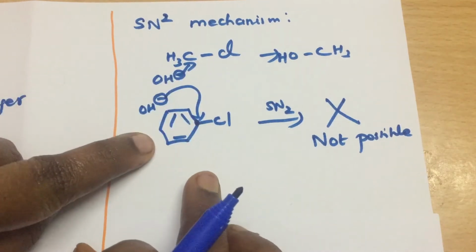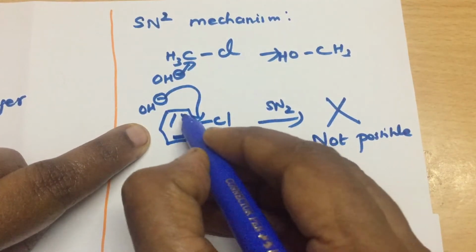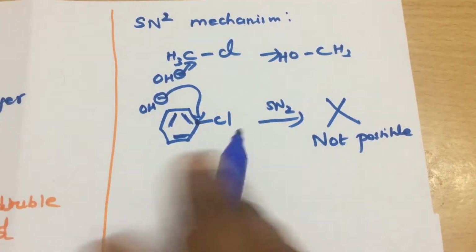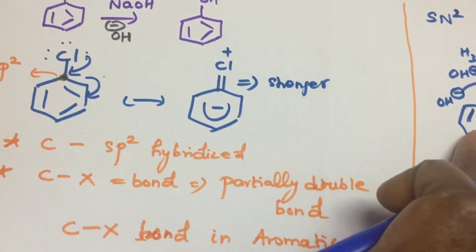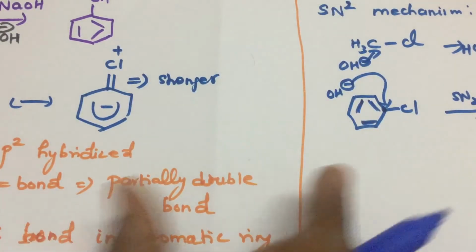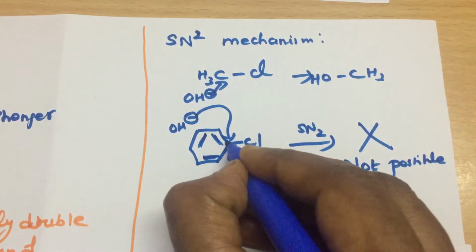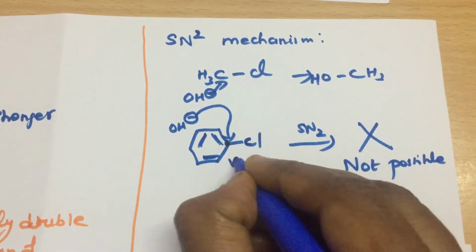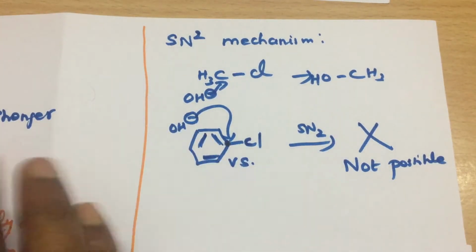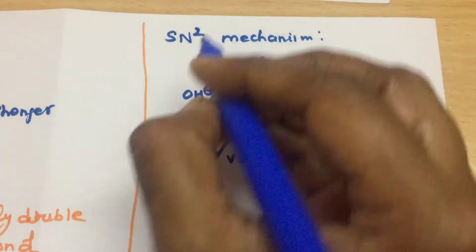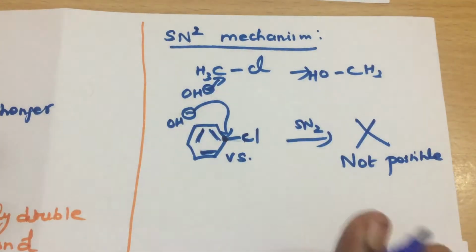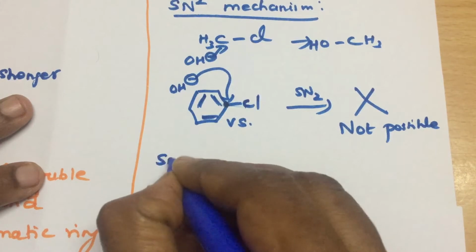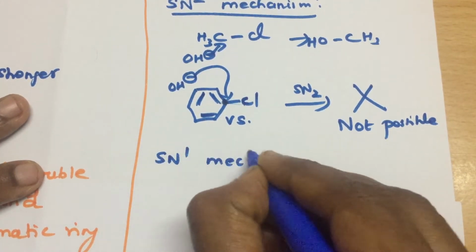The backside is already occupied, and another reason is the carbon is sp2 hybridized and the bond is very strong. This carbon halogen bond is very strong. So you cannot make the chlorine leave easily. It's not possible.